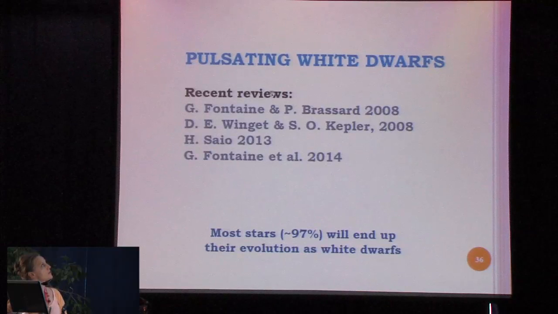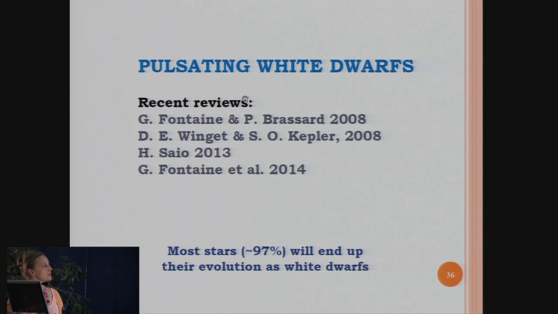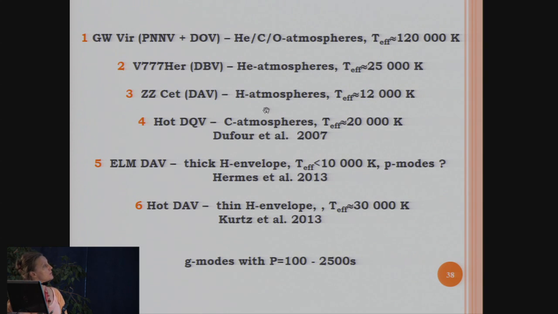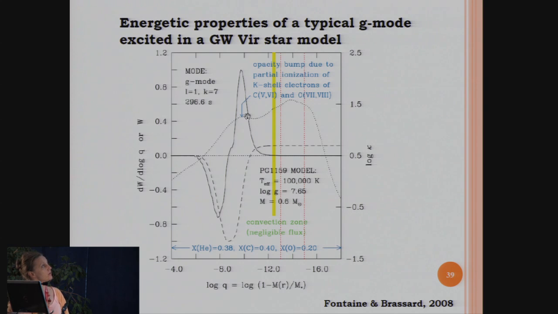And I have to mention also white dwarfs, because these are very important objects. Most stars will end up as white dwarfs. This is a diagram of Gilles Fontaine showing different kinds of pulsating white dwarfs and also hot subdwarfs. And now we have about 6 classes of pulsating white dwarfs. Here I mention only the 3 most well-known.